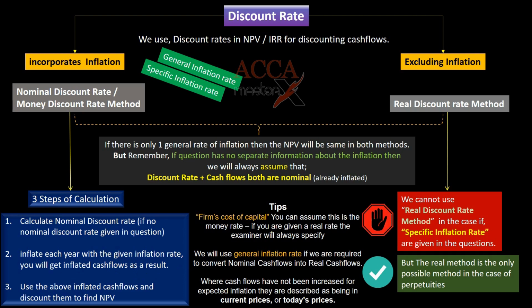Now we have a few further tips. If you are given real discount rate in the exam, then the examiner will clearly specify it. Otherwise, if the examiner has generally stated the words firm's cost of capital, then we can assume that it is money discount rate, or the inflation is already included in it. And we will use general inflation rate if we want to convert nominal cash flows into real cash flows. And finally, if the examiner is giving you real cash flows instead of nominal cash flows, then the examiner will tell you in such words, for example, the prices are current prices or today's prices. So if you find these words in your exam questions, then it means the given cash flows are real cash flows instead of nominal cash flows.